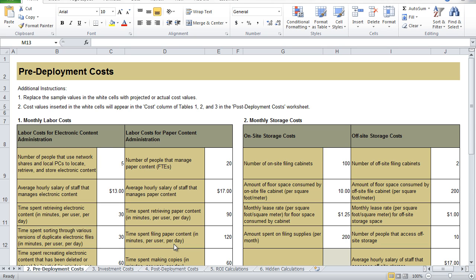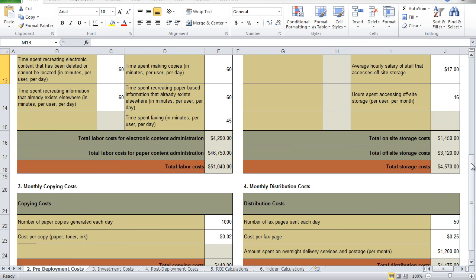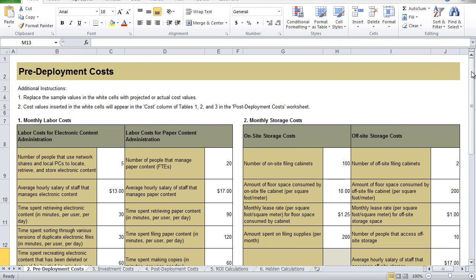So again, we use this tool pretty often. It's very helpful, and I'm going to just go through this example. This is actually what we did with a client recently. Some of the numbers might still be in here, but I think the end result is really interesting because it shows how powerful something like this can be for an organization. So starting out here, there's actually 4 sections on this first tab. There's the monthly labor costs, the monthly storage costs, the monthly copying costs, and the monthly distribution costs.